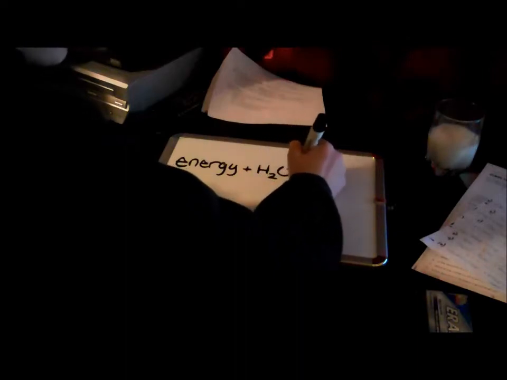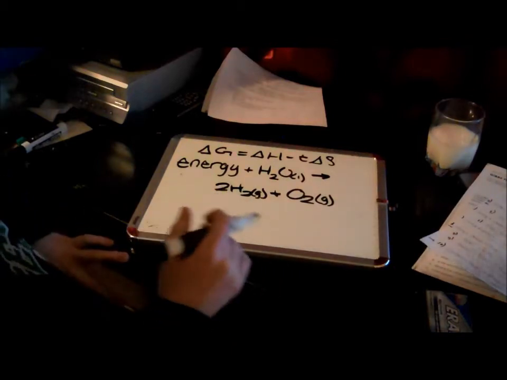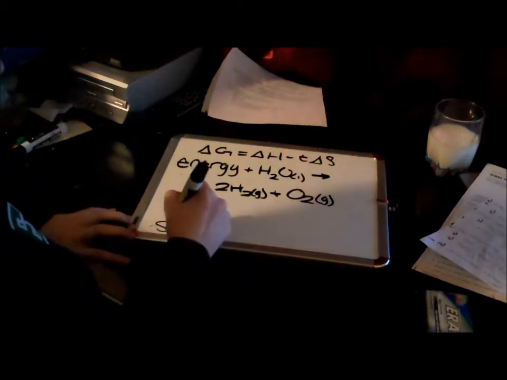Let's begin with energy plus H2O liquid results in 2H2 gas plus O2 gas. Okay, keeping in mind that delta G equals delta H minus temperature times delta S, we're going to try and figure out if this equation is spontaneous or not.